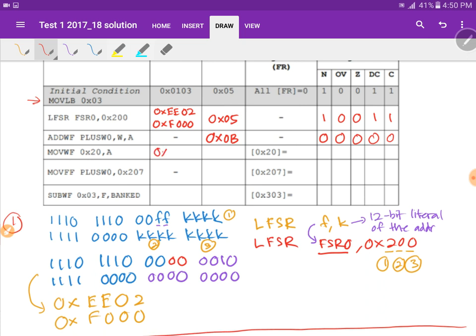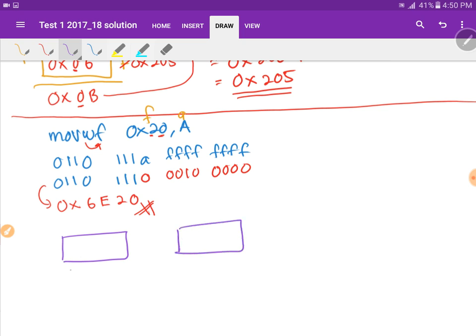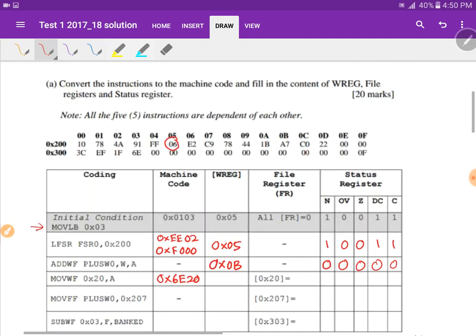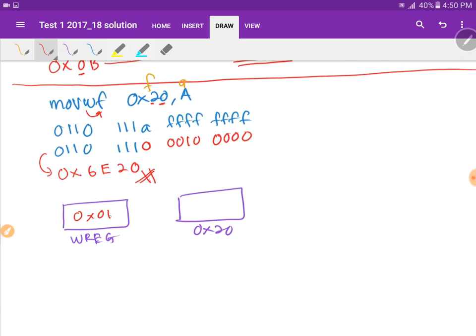So let us write here hex 6E20. Now what this instruction is doing, it is actually moving the data from working register to the file register. So which means you have working register and you have file register. This is working register and the file register is hex 20, and what is the value inside this working register? It's 0B. It is hex 0B, and if you're moving it to another register, you'll also have hex 0B. So remember, the principle is always copy and paste.